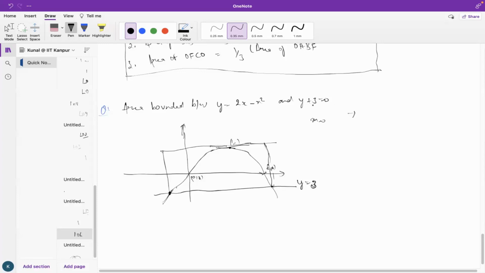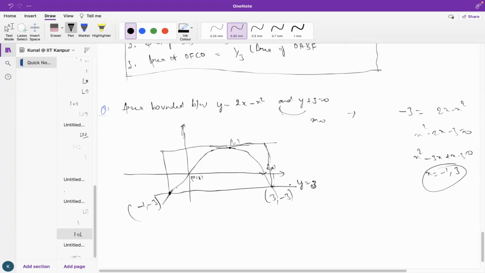So what you have to do, solve both equations. We will get y is equal to minus 3. So minus 3 is equal to 2x minus x square. So x square minus 2x minus 3 is equal to 0. So we'll get x square minus 3x plus x minus 3 is equal to 0. So x is equal to minus 1 and plus 3, right? So this point will be (-1, -3), and this point will be nothing but (3, -3).